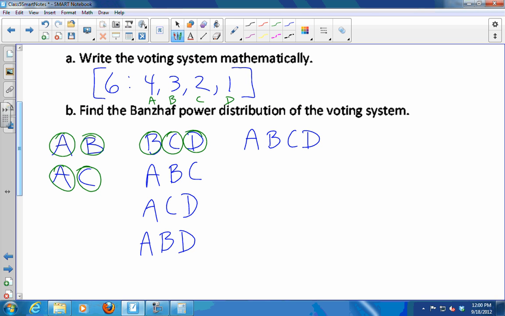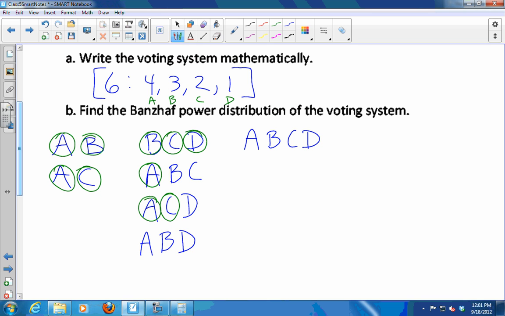How about A, B, C? If A leaves, there's only 5 left, so A is critical. If B leaves, there are 6 votes remaining, so B is not critical. And if C leaves, there are 7 votes remaining, so C is not critical. How about in A, C, and D? Okay, A is critical. There's only 3 left if A leaves. If C leaves, there's only 5 votes remaining, so C is critical. But if D leaves, there are still 6 votes, so D is not critical.